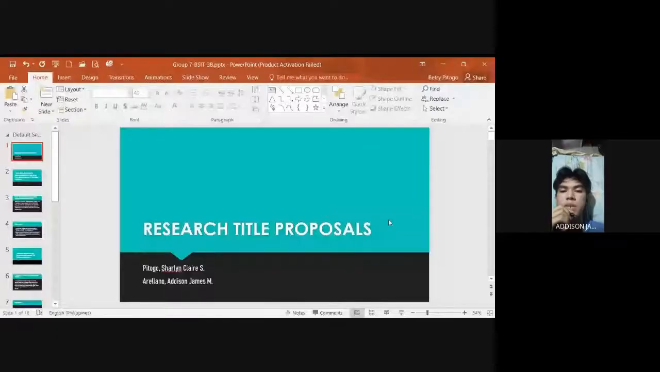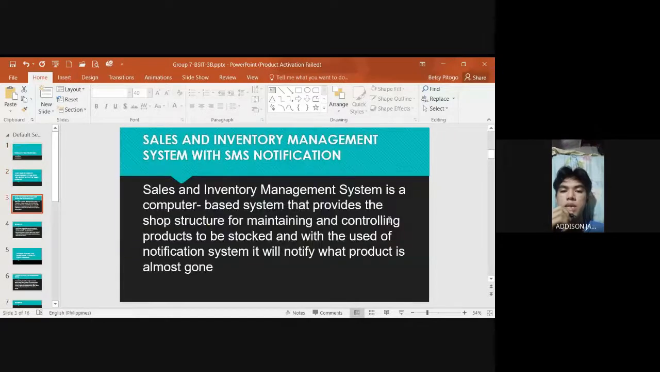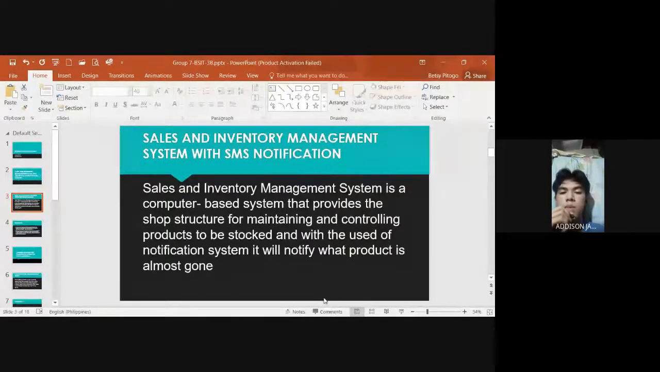The retail industry in the Philippines is growing at a fast pace and keeps increasing from time to time. So in order to keep up, a sales and inventory management system is a computer-based system that provides the shop structure for maintaining and controlling the products to be stocked. With the use of a notification system, it will notify what product is almost gone. The problem of small businesses in the Philippines is having a traditional way of inventorying by the use of spreadsheets or notebooks that are not very secure and difficult to maintain. But by using this system, it will mostly solve the problem of using the traditional way of inventory.